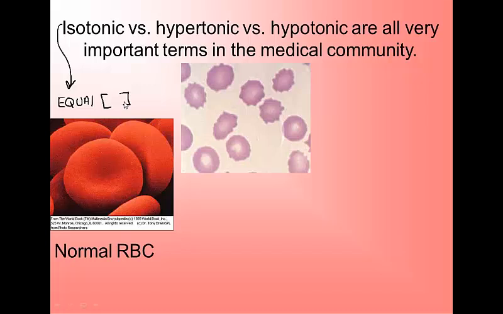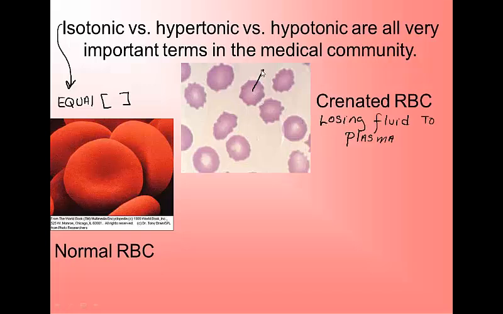All right, this is a slide of crenated red blood cells. What's happening here is that the red blood cells are losing fluid to the plasma. The red blood cells are losing fluid because the red blood cells are a semi-permeable membrane, and they are full of a certain concentration also. That means that if the red blood cells are losing fluid to the plasma, then the red blood cells are in a hypertonic solution. Hyper meaning above.